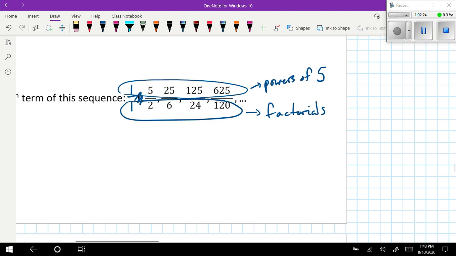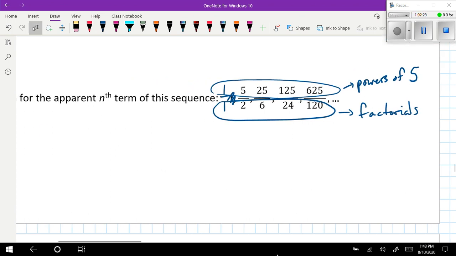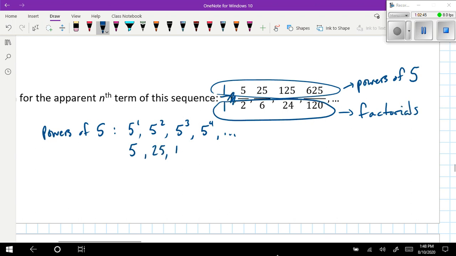Okay. So powers of 5. When I do my powers of 5, what do I normally start with? Don't I start with 5 to the first, and then 5 to the second, 5 to the third, 5 to the fourth, and so on? So 5 to the first is 5, and then 25, and then 125, and then 625. But this isn't starting at 5. This is starting at 1.